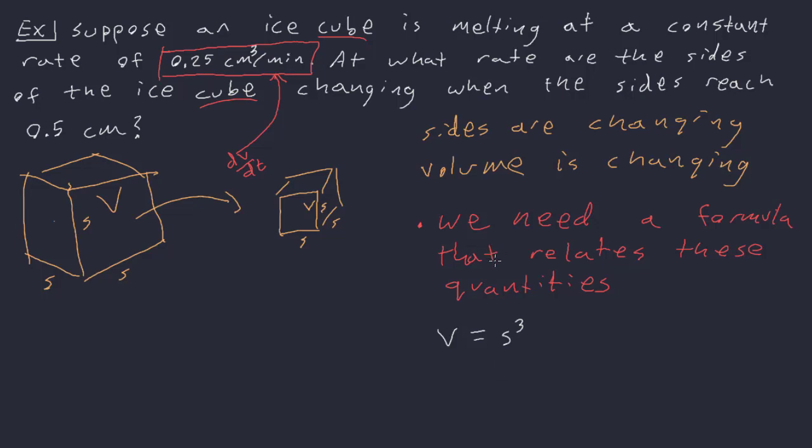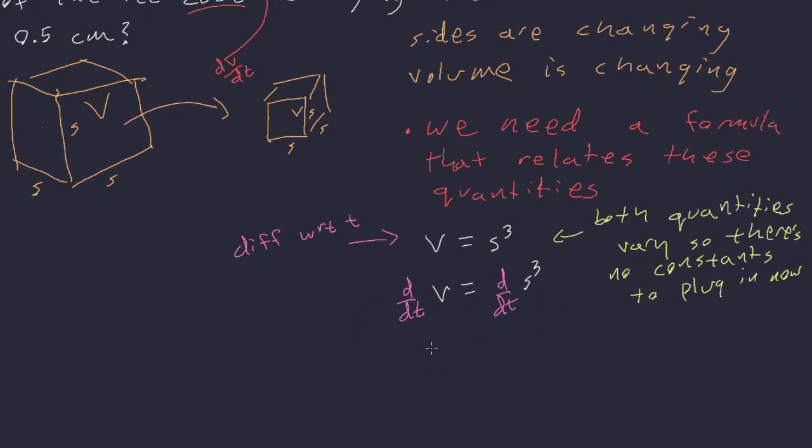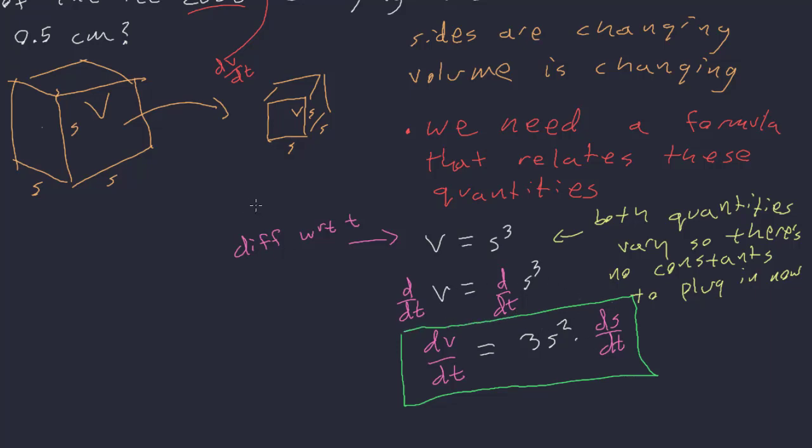Notice the first thing I said was we need to figure out what's varying and what's constant. Both of these are varying, so there's nothing to plug in. Instead, we'll just differentiate with respect to t. The derivative with respect to t of V is equal to the derivative with respect to t of S cubed. So we get dV/dt equals, remembering we're doing this implicitly, 3S squared times dS/dt. This is the formula that relates the rate of V to the rate of S.